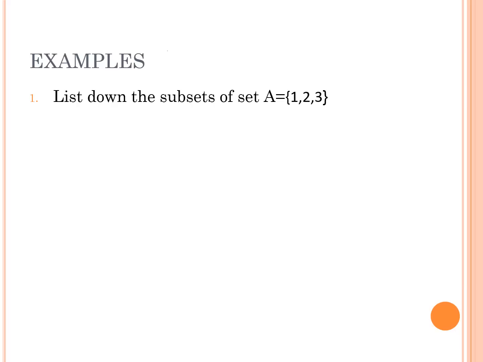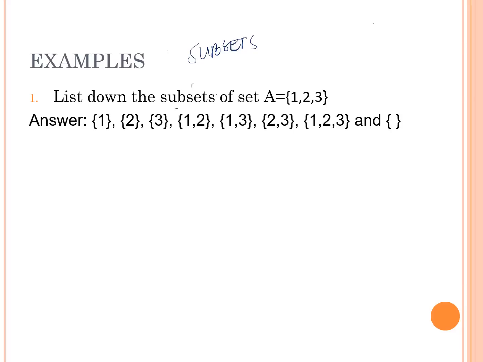Here are more examples. This time it focuses only on subsets. We have here the condition: list down the subsets of set A. So when we say a subset, it contains the elements of a certain or given set. So let's check. The answer here is 1 followed by 2.